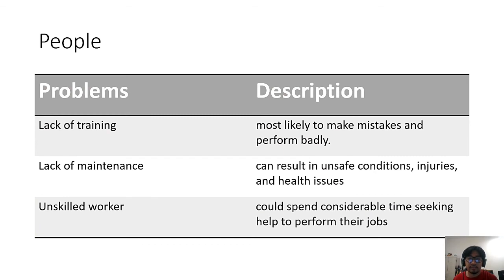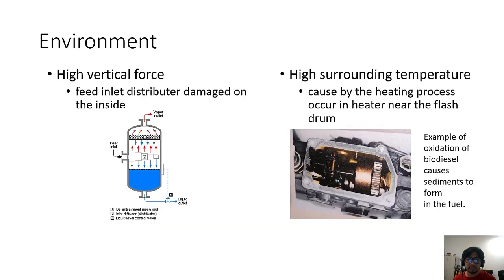Next category is the people. The first issue for people is lack of training. People with lack of training are most likely to make mistakes. Next is a lack of maintenance. The problem can result in unsafe conditions and injuries. Another problem for people is unskilled workers. Unskilled workers could spend more time seeking help to do their jobs.